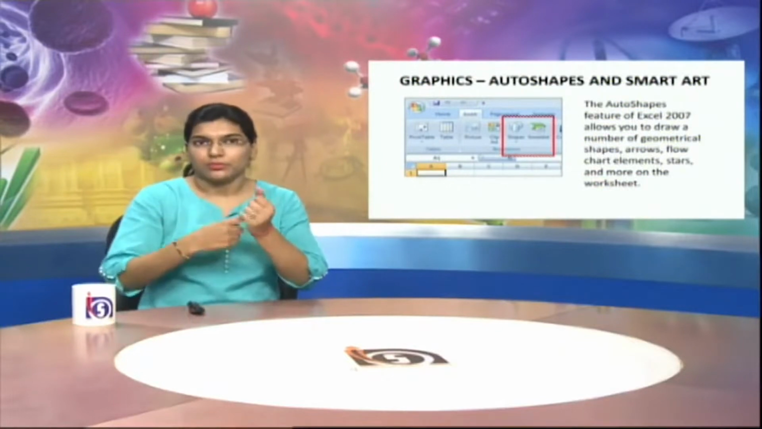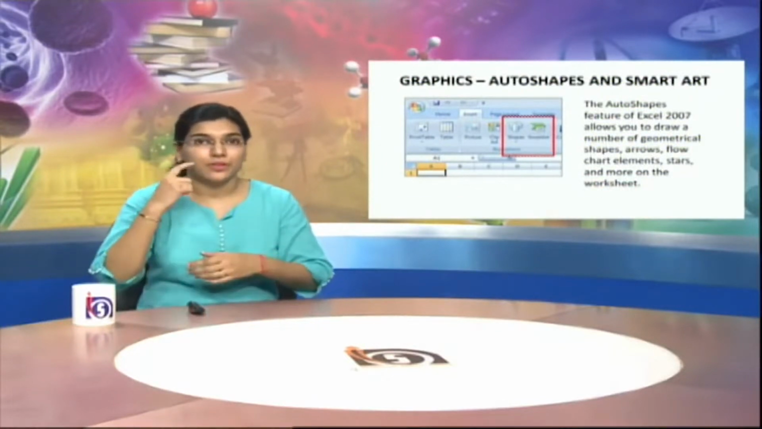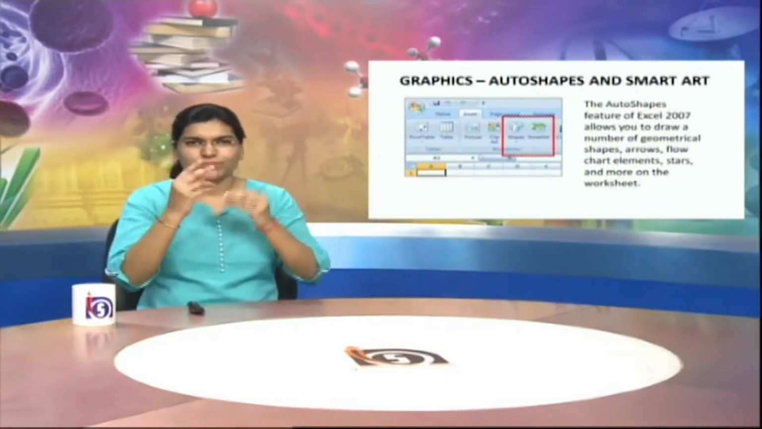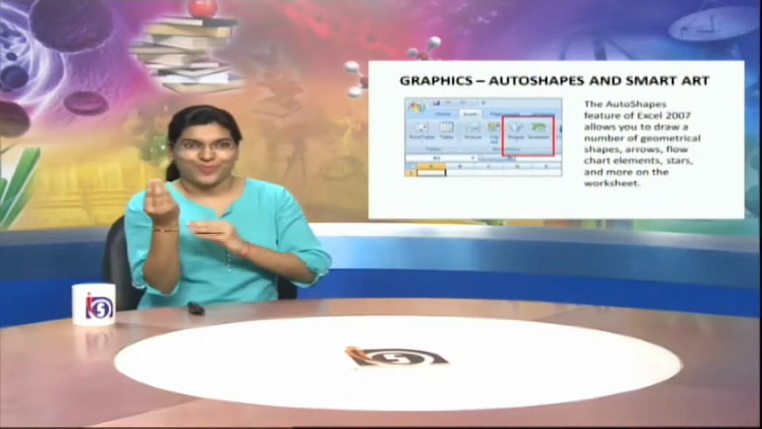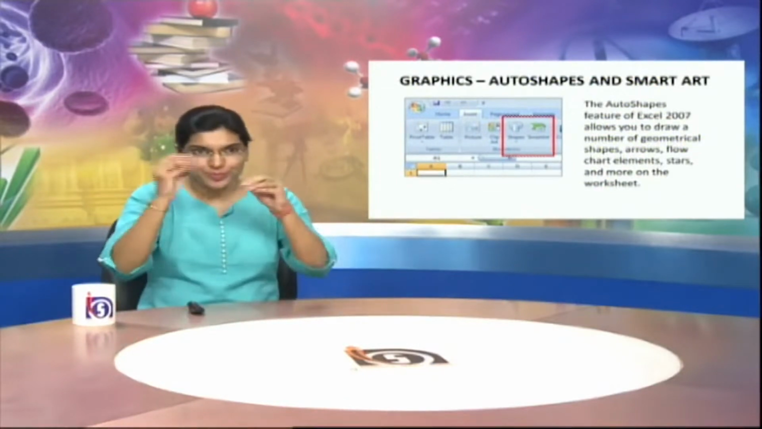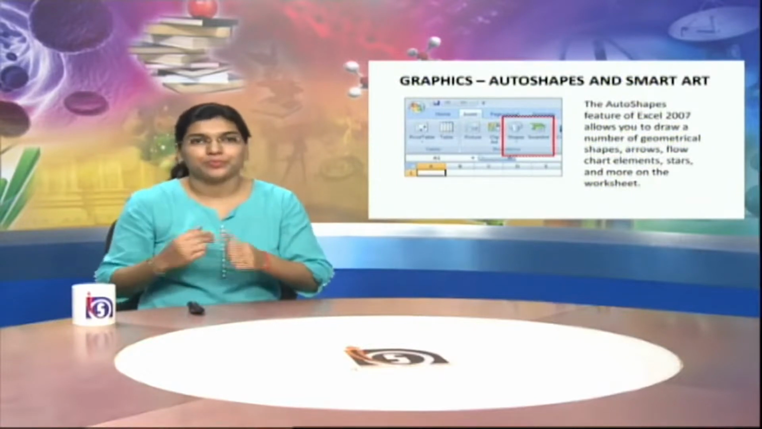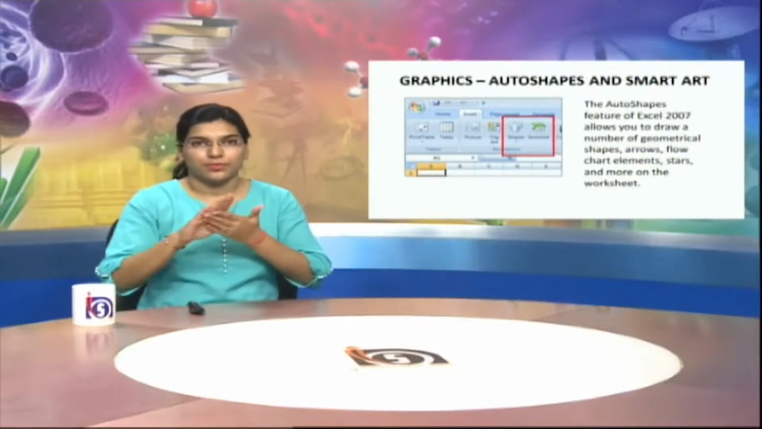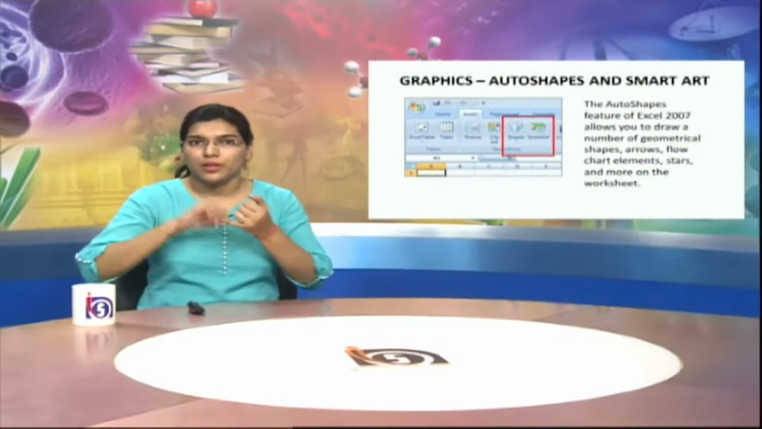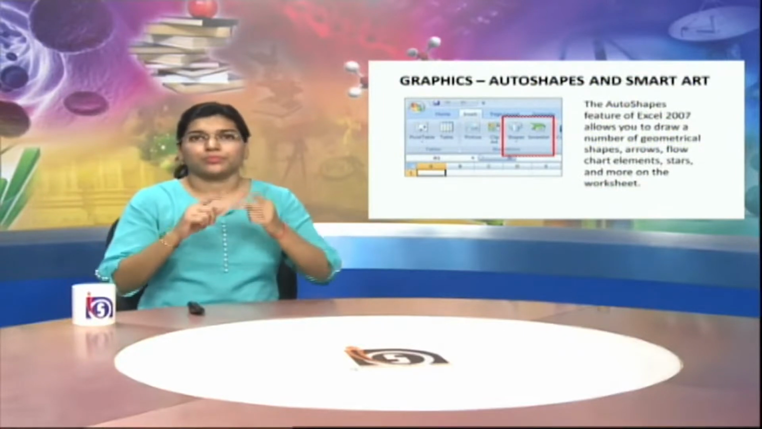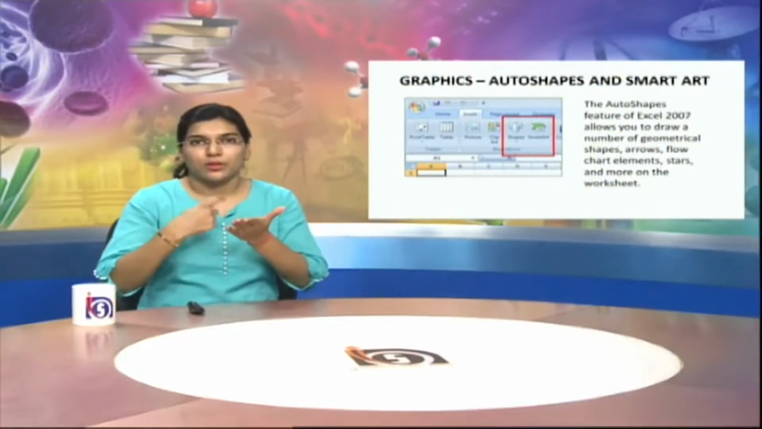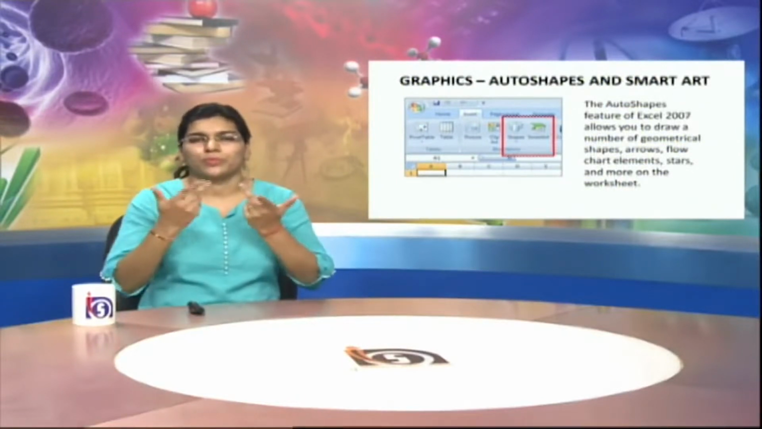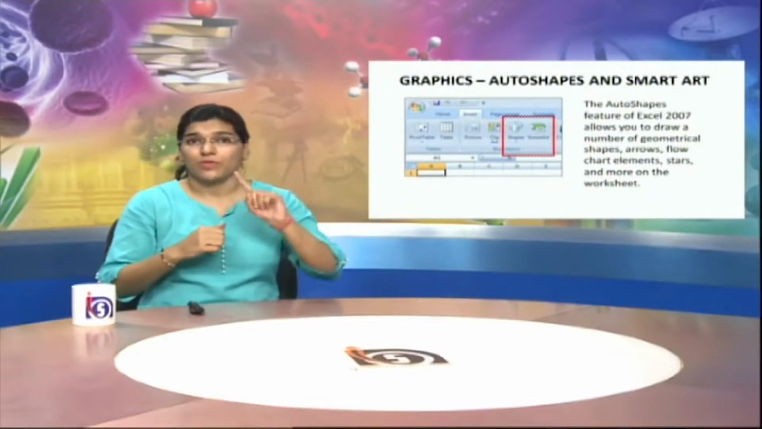the name you can see is graphics. In this we will do some graphication. You can put more and more, you can beautify the chart, so that is known as graphics. In this we will be using different auto shapes. Auto shapes we will understand, and then we will also understand smart art. I will be explaining this word.